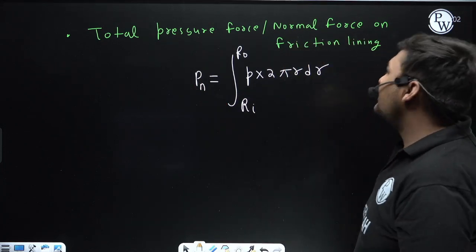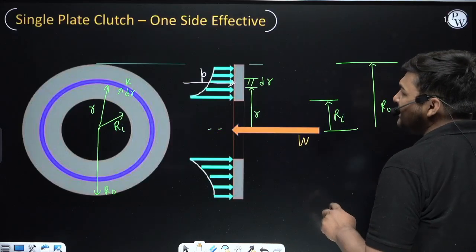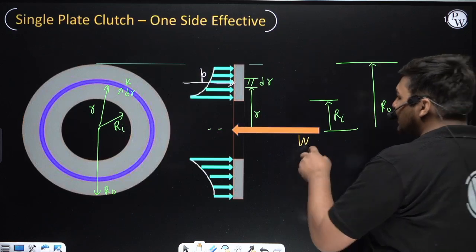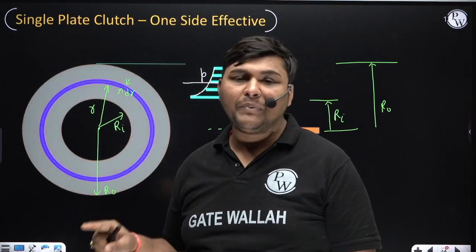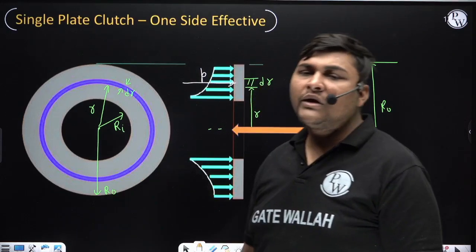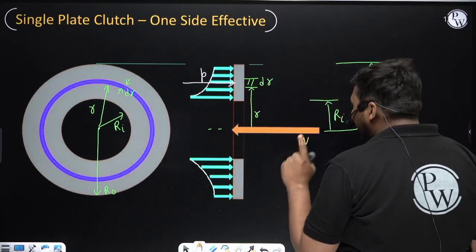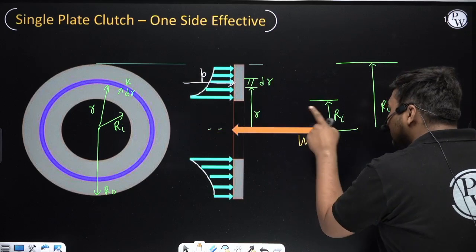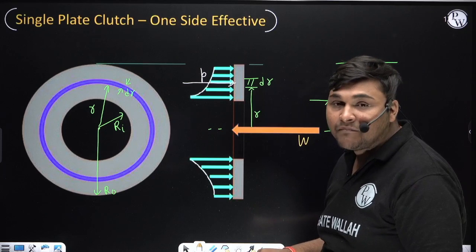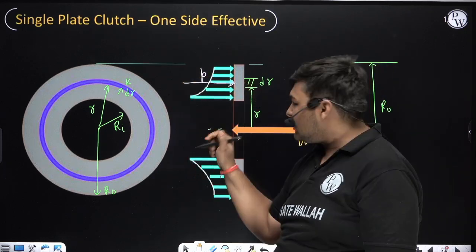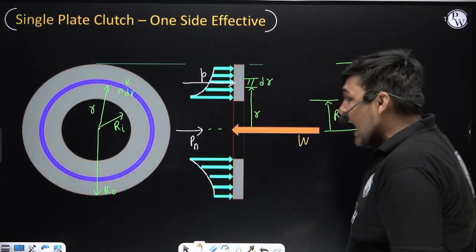Okay. Now, why is this expression important? Why have we calculated the total pressure force? Because ultimately, this pressure is being created due to W. So we need to make a relation between W and the total pressure force. How can we make the relation? You can see this pressure is coming due to W. Can I say the total pressure force will get balanced by W? The total pressure force Pn comes in this direction, and W comes in the opposite direction.